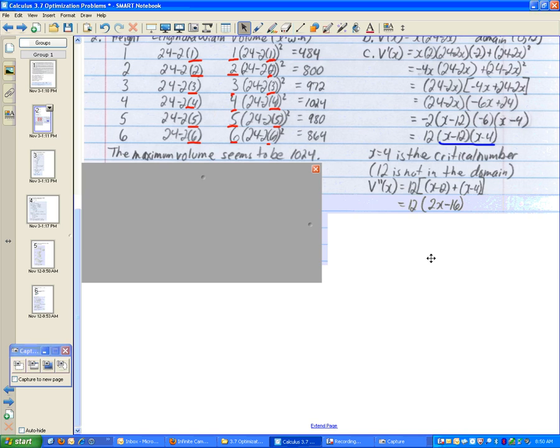So work inside your brackets. x plus x is 2x, negative 12 and negative 4 is negative 16. I can factor a 2 out and get 24 times the quantity x minus 8.